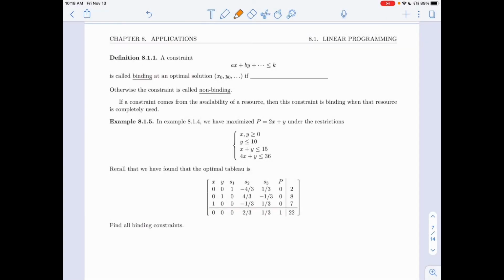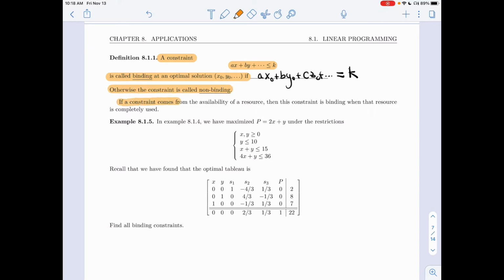All right, now that we've learned how to solve a linear programming question by using the simplex method and how to optimize the objective function, let's talk a bit more about constraints. A constraint, which usually looks like this, is called binding at an optimal solution if a x0 plus b y0 plus c z0 plus whatever variables you have is not only less or equal, it is actually equal to k. Otherwise, the constraint is called non-binding.